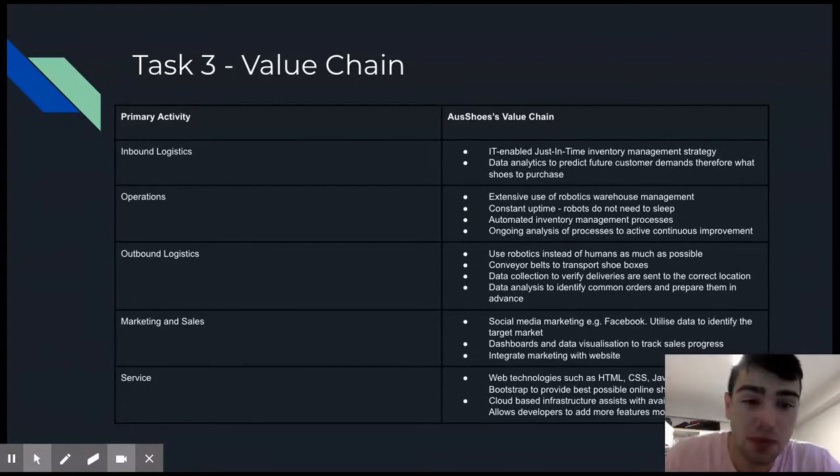Marketing and sales. Social media marketing, such as Facebook, and we can utilize data to identify the target market. Dashboards and data visualization can be used to track sales progress and provide management with a good overall insight. And to integrate marketing fully with our website.